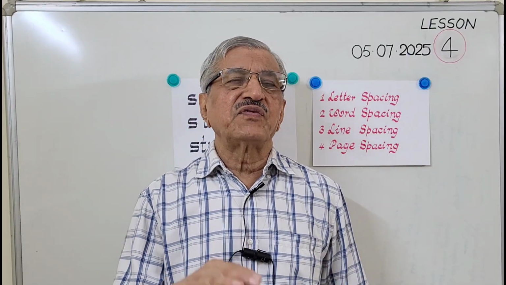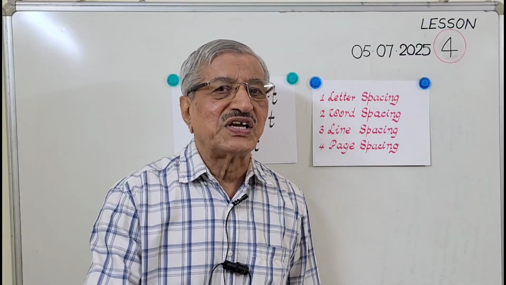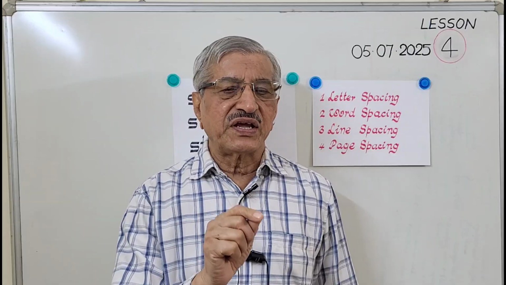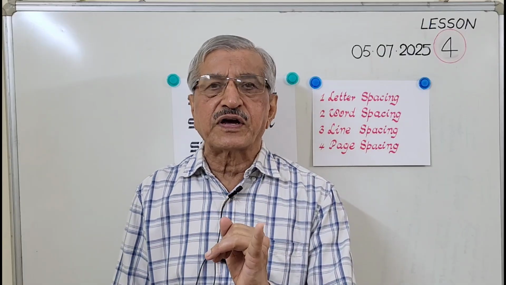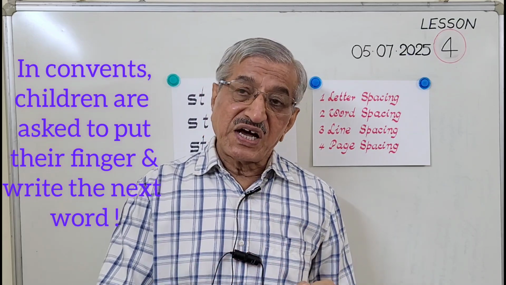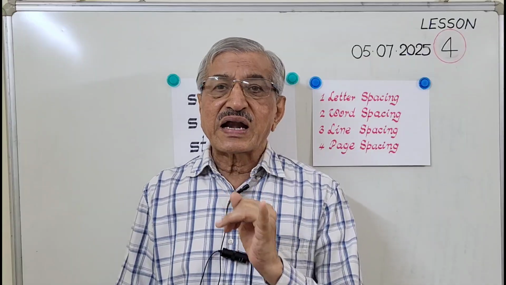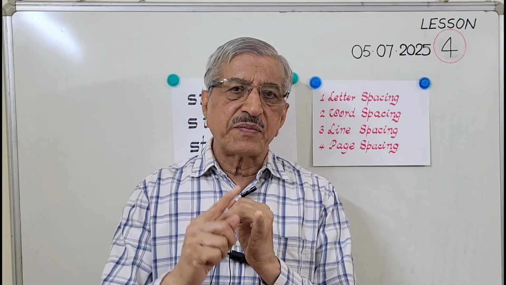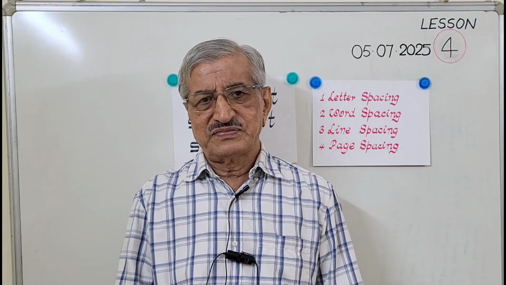Now I will give another one example. In some of the convents, for small children, first standard, second standard, when they write something, after they write each word, they are asked to put their little finger. My little finger is little big, but small children, their little finger will be very small. So they are trained with this practice. So every time it should be a gap of the thickness of little finger.